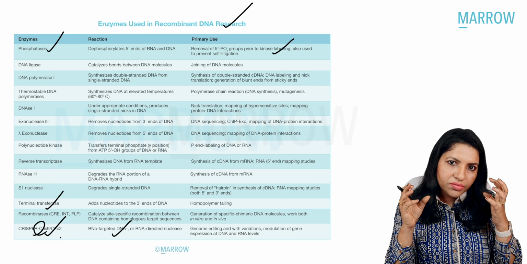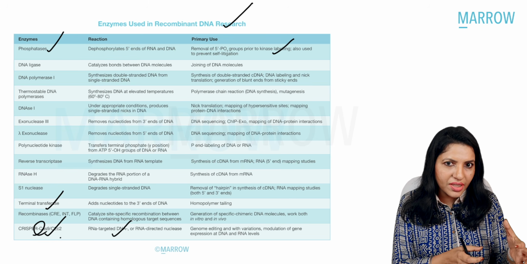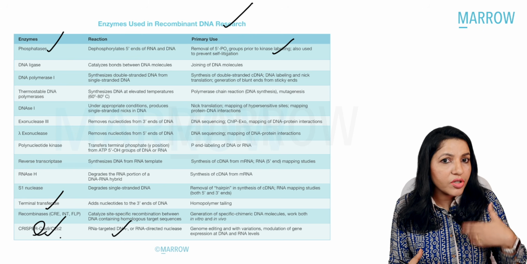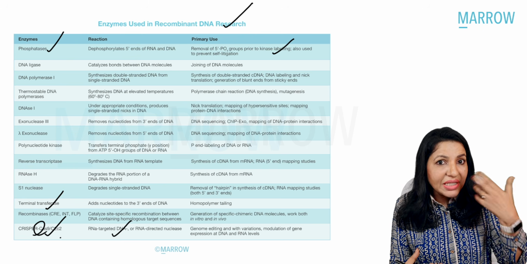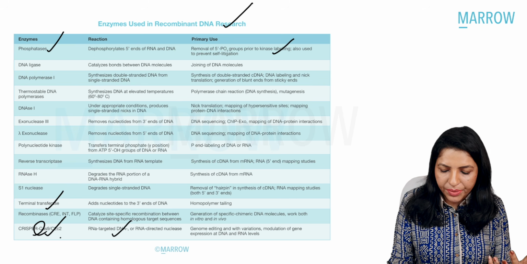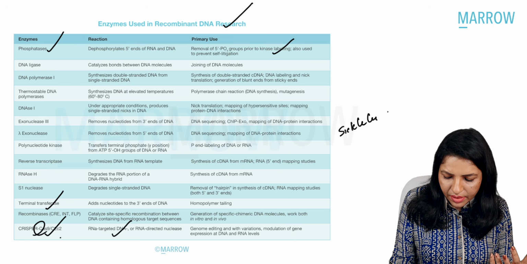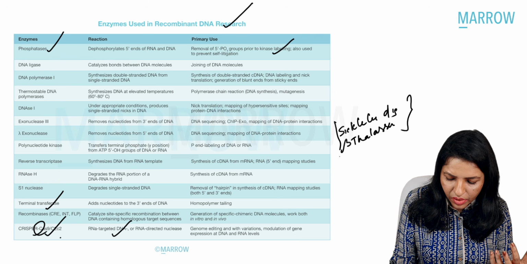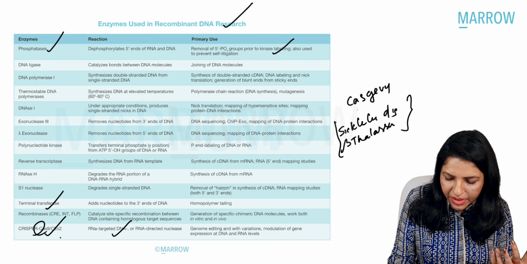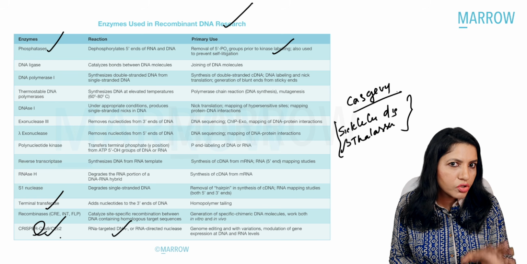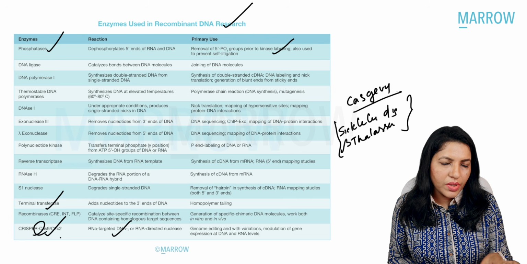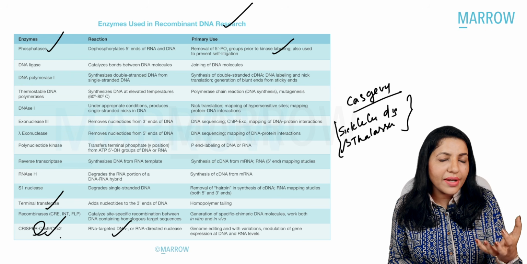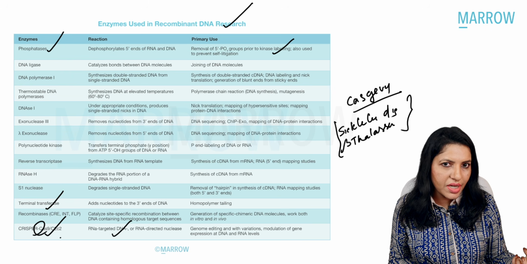It is not only a research technique or a diagnostic technique. CRISPR-Cas9 is a therapeutic technique as well, because various diseases can be treated by CRISPR-Cas9. For example, sickle cell disease, beta thalassemia. There is a drug called Casgevy. This Casgevy is a CRISPR-Cas9 based therapeutic. So it is not only diagnostic, it is therapeutic as well. So for this recombinant DNA technology, to cut this DNA, we can use CRISPR-Cas9. So all these enzymes are required.